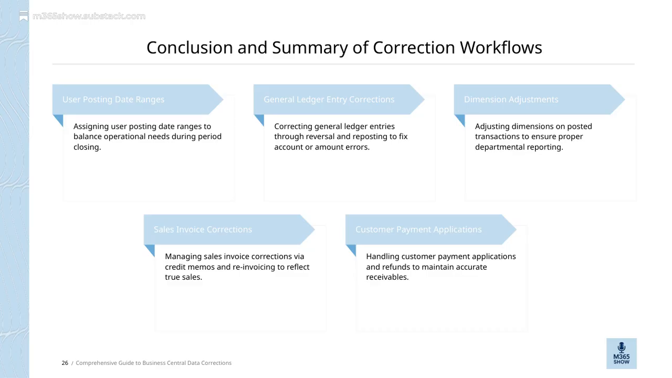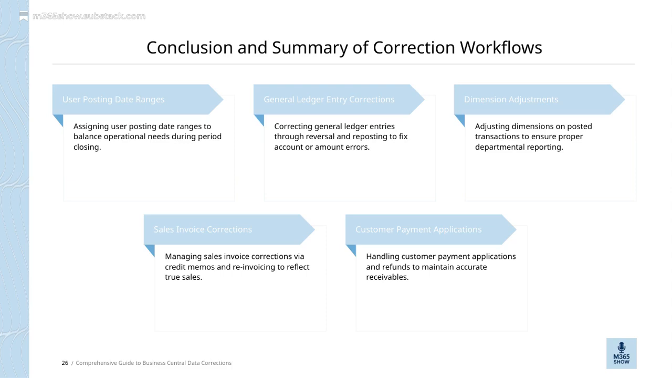First, handling customer payment applications and refunds is crucial for keeping our receivables accurate. This process ensures that customer payments are properly applied and any refunds are correctly recorded, helping us maintain a clear picture of our cash flow. Next, managing sales invoice corrections involves using credit memos and re-invoicing to accurately reflect the true sales figures. This step is essential for ensuring our revenue data is precise and trustworthy.